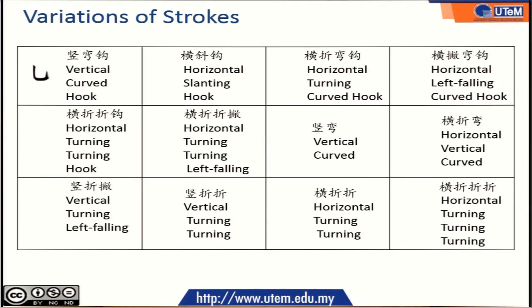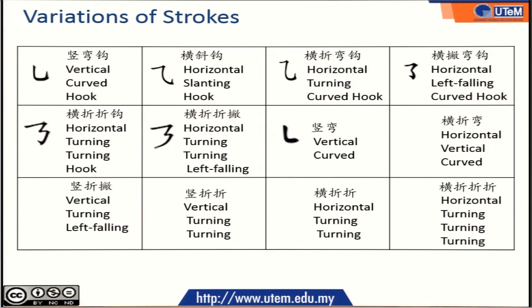竖弯勾, vertical curve hook. 横斜勾, horizontal slanting hook. 横折弯勾, horizontal turning curve hook. 横撇弯勾, horizontal left falling curve hook. 横折折勾, horizontal turning turning hook. 横折折撇, horizontal turning turning left falling.